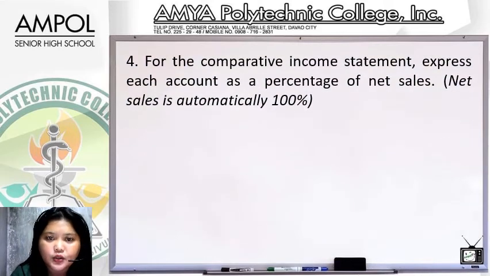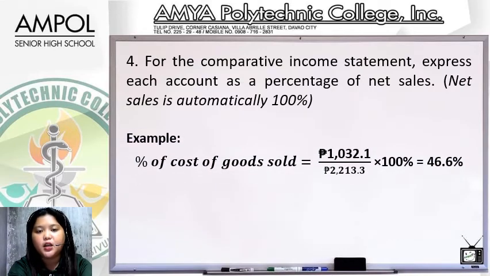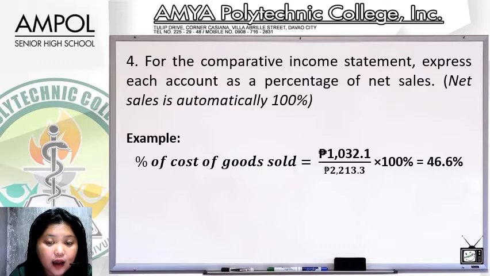Next. So for the comparative income statement, you have to express each account as a percentage of net sales. So net sales, of course, is automatically 100%. So here, the percent of cost of goods sold is 1,032 pesos and 1 centavo over 2,213 pesos and 3 centavos times 100. So the percentage is 46.6%.